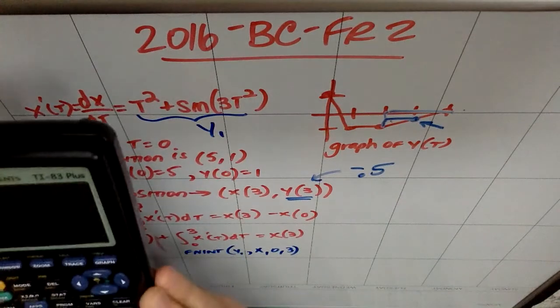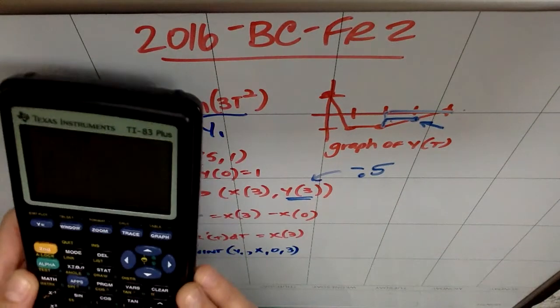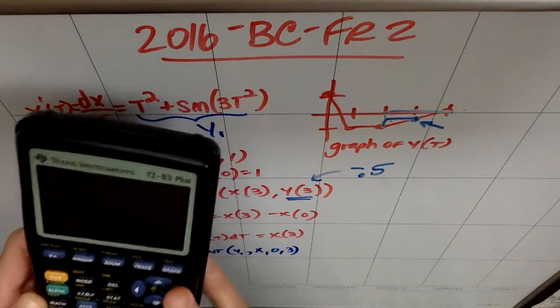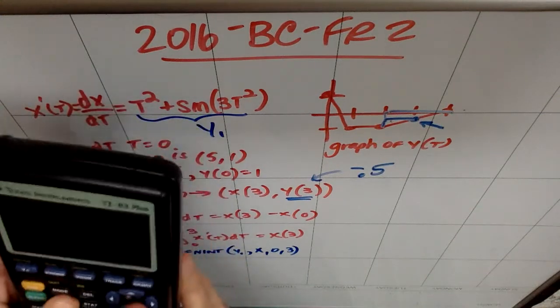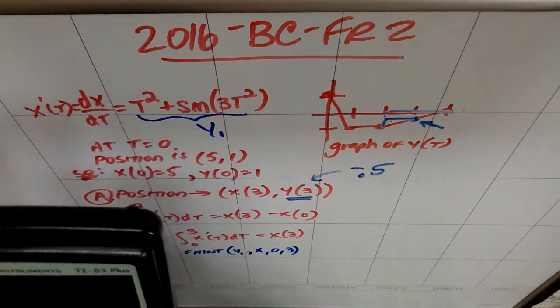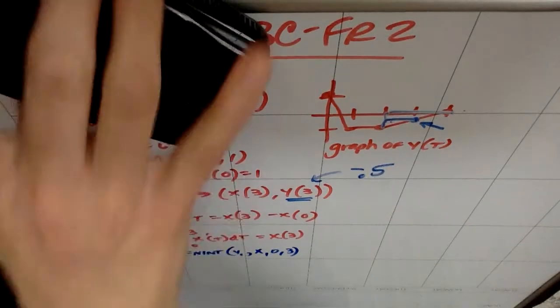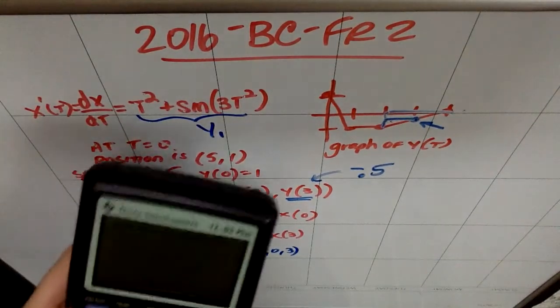And then I did math 9, right? So math 9 gives me function integrate. I go to vars, over to y vars, pick function in y1, comma, with respect to x from 0 to 3. And I hit enter, right? That is not ideal. It's still calculating, though.